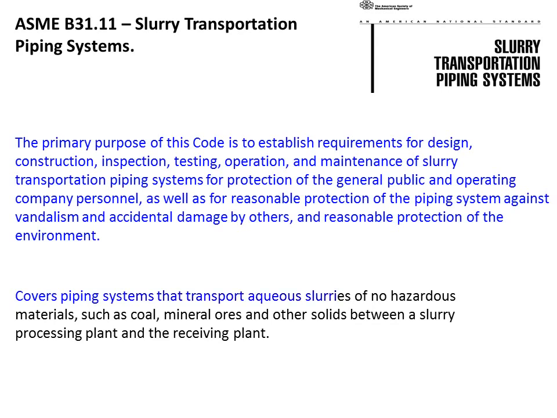It covers piping systems that transport aqueous slurries of non-hazardous materials such as coal, mineral ores, and other solids between a slurry processing plant and a receiving plant. So it is totally meant for slurry, and it's again for the transportation, as you've seen for the liquid and gases earlier.